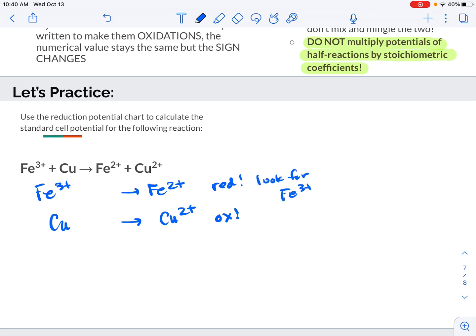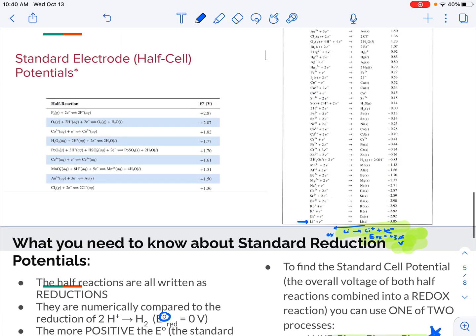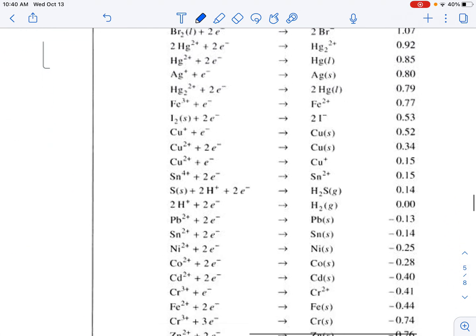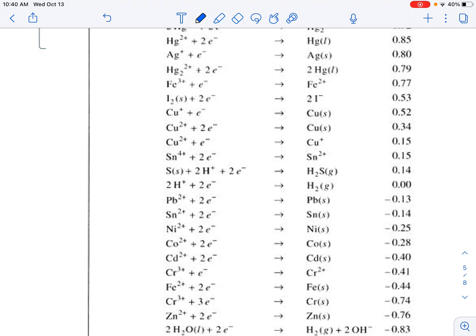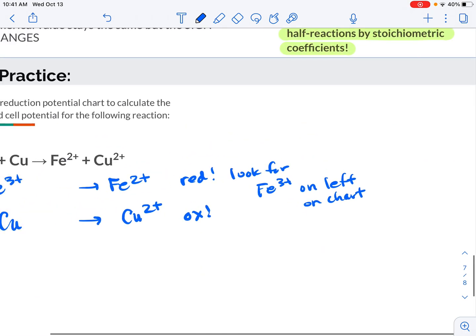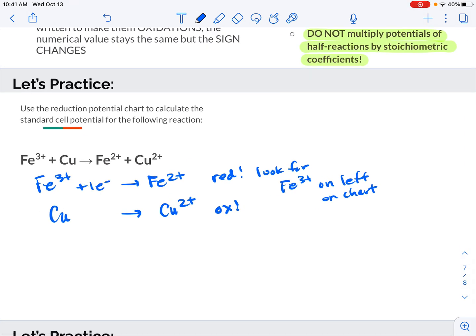Which means that I'm going to look at the chart, and I'm going to look for Fe3+ on the left on the chart, because the chart is written as reductions. So when I do that, I'm going to come up here, and I hopefully included it. I'm going to use the College Board one. So I can come up here, and I can find Fe3+ forms Fe2+. I can see that I need to add one electron, and that the potential for that is positive 0.77 volts. So I'm going to say we're going to add one electron here, and the E of reduction is positive 0.77 volts.